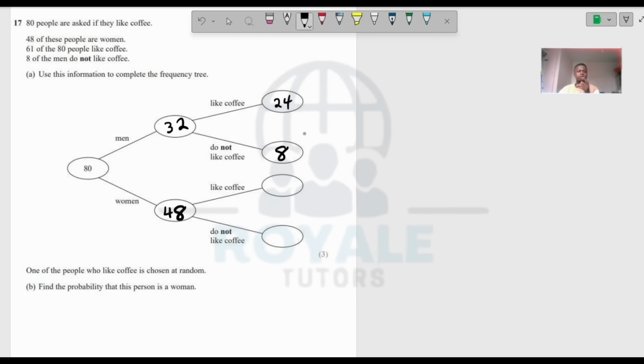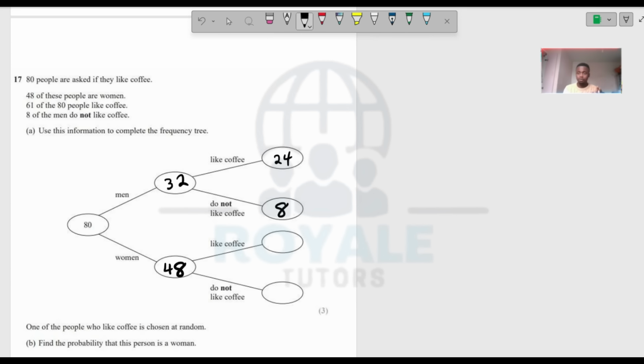Good. So if 24 men like coffee and they told us that 61 people out of the 80 people like coffee, then we can do 61 take away 24 to get the number of women that like coffee. 61 take away 24 gives us 37. So 37 of them like coffee out of 48 women, and that's telling us that 11 women do not like coffee.